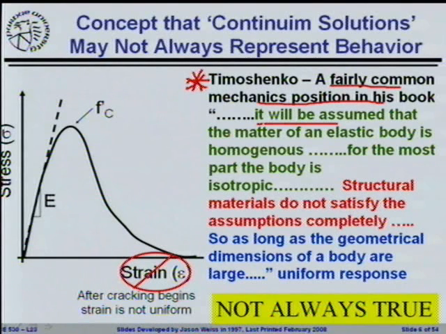And then he goes on to say, while I'm assuming this, to make the math a whole lot easier in this book, structural materials typically don't fall into this class. Steel doesn't fall into it, aluminum doesn't fall into it, concrete doesn't fall into it. These assumptions can be violated. These assumptions hold true as long as the geometric dimensions of the body are large and the response is uniform. So what he's basically saying is if the size of the specimen that you are testing is much, much bigger than the size of the aggregate, then you can assume the entire system is homogeneous.